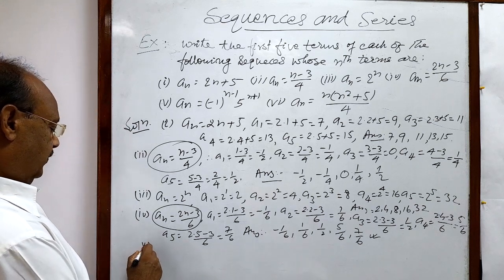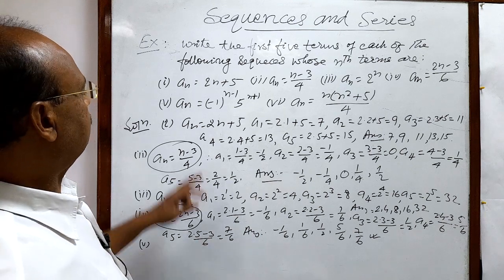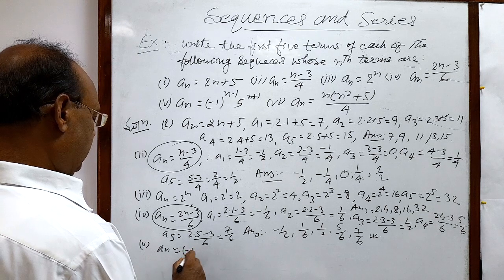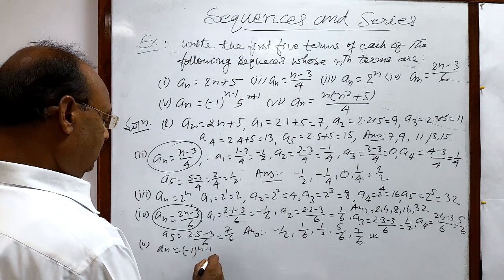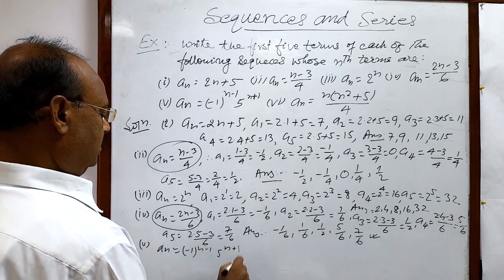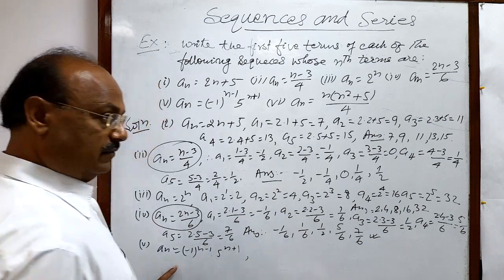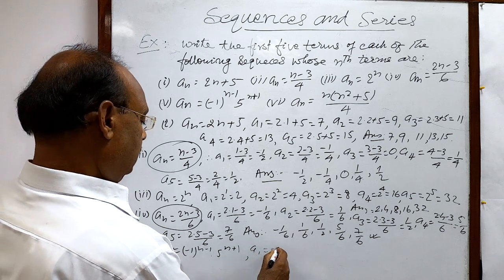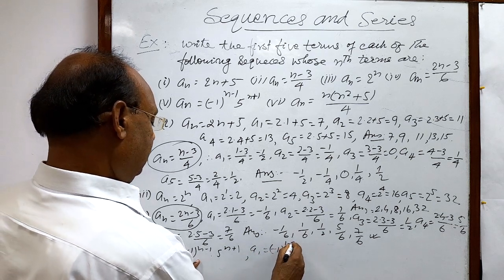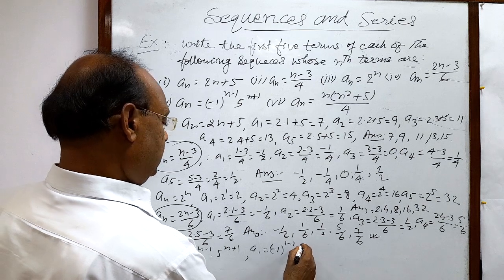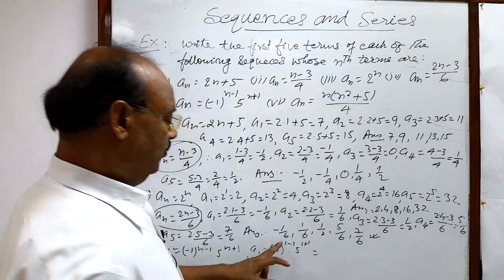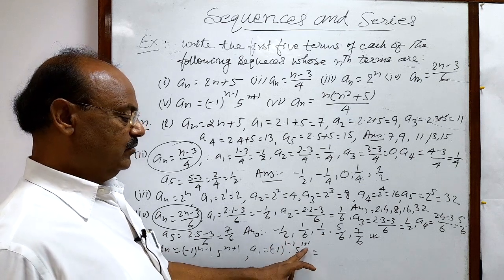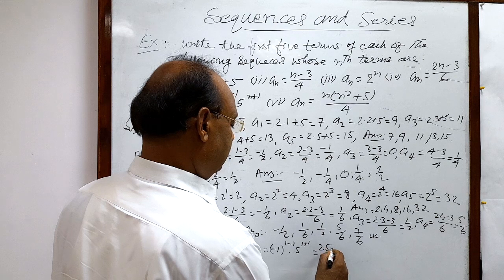And next, fifth is, general term aₙ is equal to (−1)^(n−1) × 5^(n+1). Okay. We can obtain the first term by putting n equal to 1 here. So a₁ is equal to (−1)^(1−1) × 5^(1+1). And 1 minus 1 is 0. So anything to the power 0 is equal to 1. And this is 5 square. So this is equal to 25.